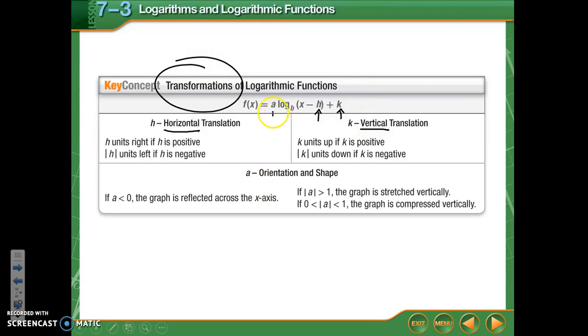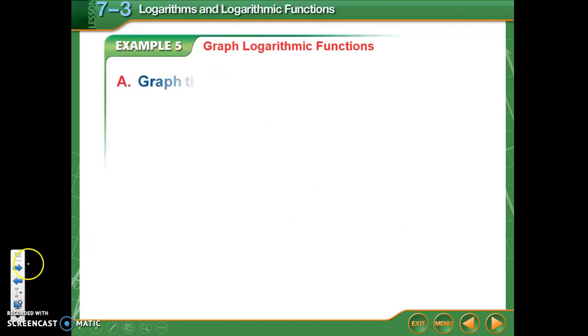And then A, the coefficient of the logarithm, gives me orientation and shape. So remember, if A is negative, I get a reflection across the x-axis. If the absolute value of A, so ignoring the negative, is greater than 1, then I get a vertical stretch. If it's between 0 and 1, I get a vertical compression, so it shrinks it vertically. Those rules are always the same for all functions.